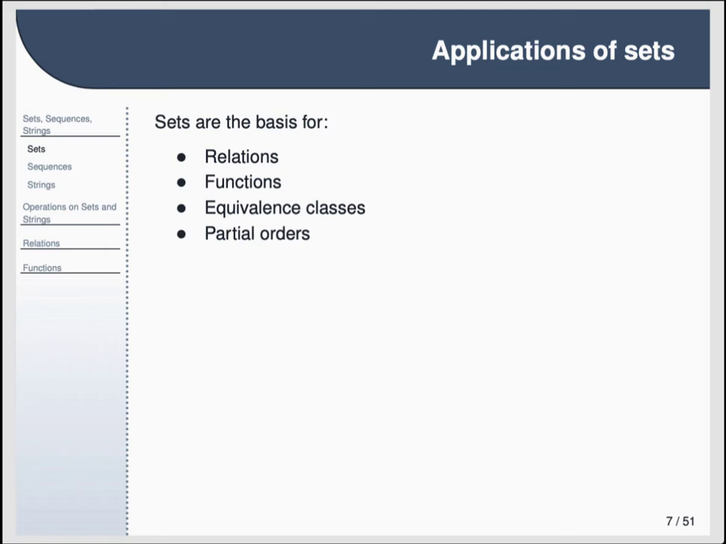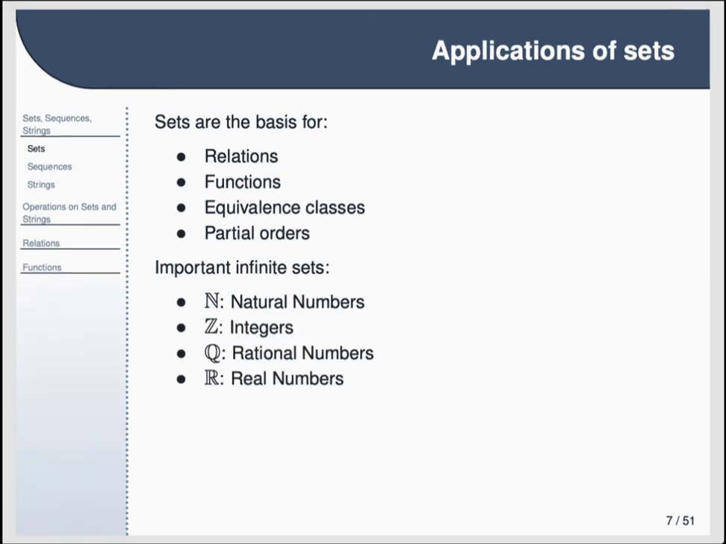Finally, just in case you haven't seen these in a while, there are a number of infinite sets that are important enough to get their own special notations. We usually use the blackboard bold capital N to denote the natural numbers. And similarly, the capital Z is for the integers, Q is for the rationals, R is for the real numbers, and C is for the complex numbers. So that concludes our very short review of sets.